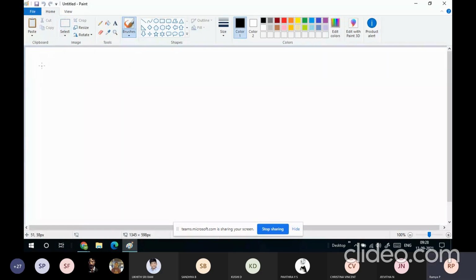Here, 24 poles turbo alternator with a star connected armature winding with 144 slots and 10 conductors per slot. 10 conductors per slot, so I can write it is 144 into 10. That will be the total number of conductors here.